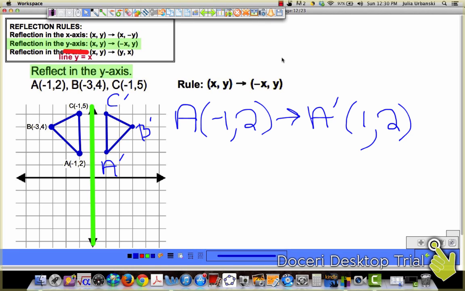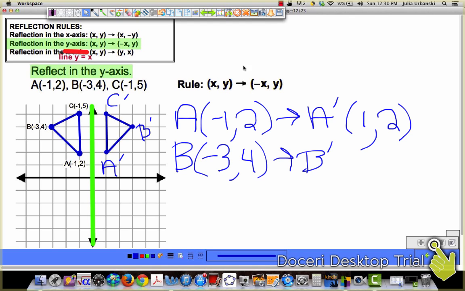Okay, to figure out what B would be, you can just see how the rule works. The B started out at -3, 4, and B prime should turn into, the X should turn into -X. So -3 is going to become +3, but the Y stays the same. Y stays Y, so we just turn it into +4. And then we have B prime here at 1, 2, 3, 1, 2, 3, 4. So either way you choose to do it, it works.